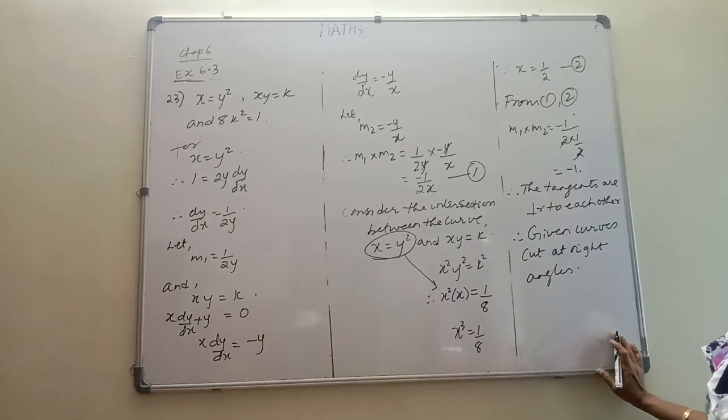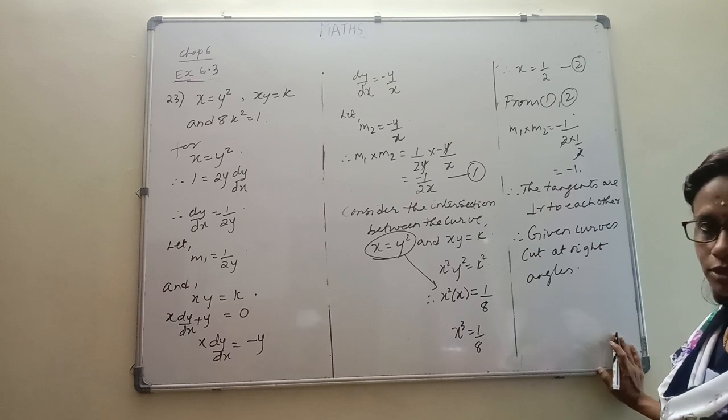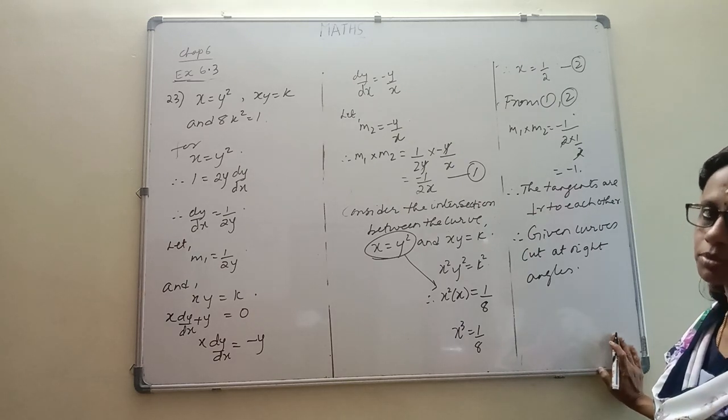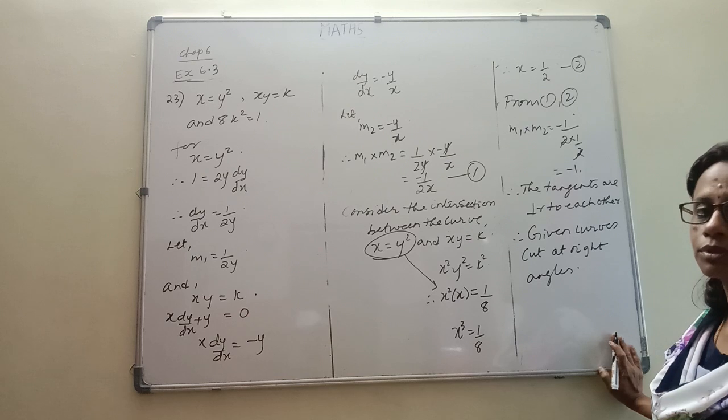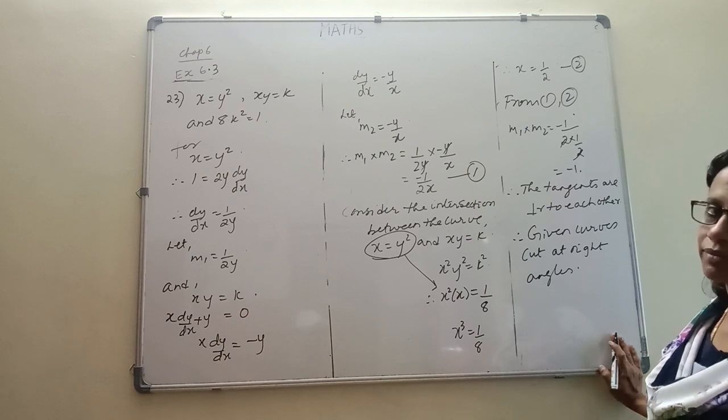That's all about it. It's not possible for us to just attack the curve directly, it's impossible. So we are switching over to the tangent, and from there we are seeing it.